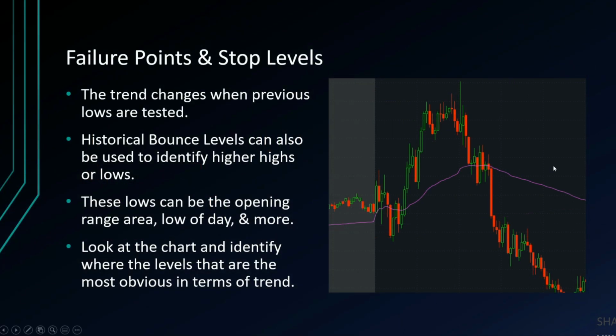Now, another thing to look for is where you're going to set your stop losses if you're going to attack a VWAP bounce. My favorite places to put these are big sentiment changing levels. The trend changes when previous lows are tested. Historical bounce levels can also be used to identify higher highs or higher lows. And my favorite way to use a stop loss here is just to use previous bounces.